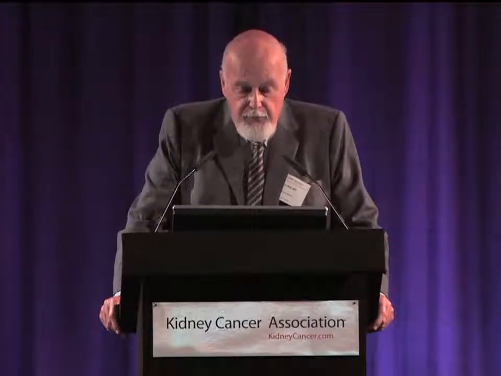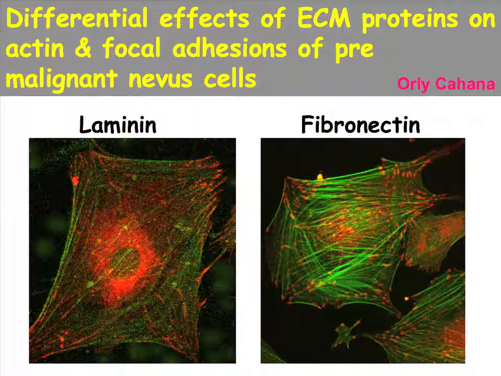If we now go to the tumor level, here are cloned pre-malignant nevus cells grown in culture. This experiment was done by a former graduate student of mine. The cells were grown on two different microenvironments: on plates coated with an extracellular protein called laminin. The other cells were grown on fibronectin.